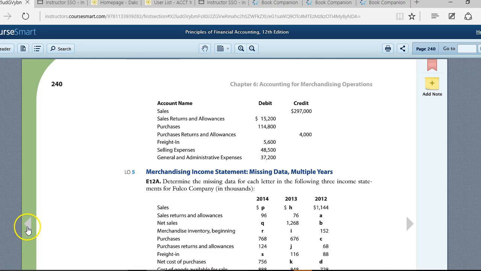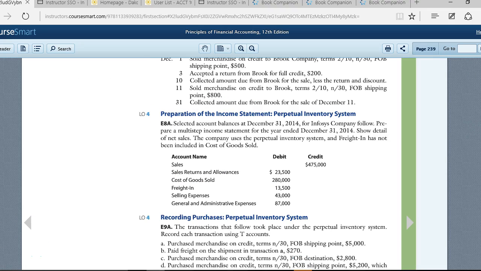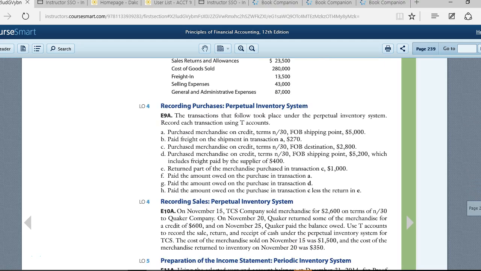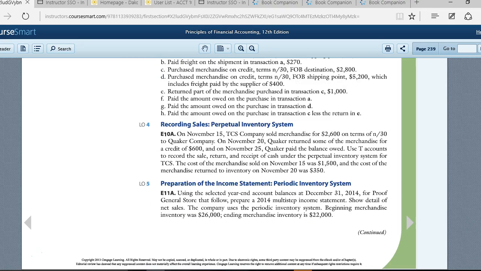Actually, you know what we're going to do before we do? We're going to create the income statement using the periodic system. So a lot of those different accounts we were talking about, let's create one. Let's look at E11A. Okay?